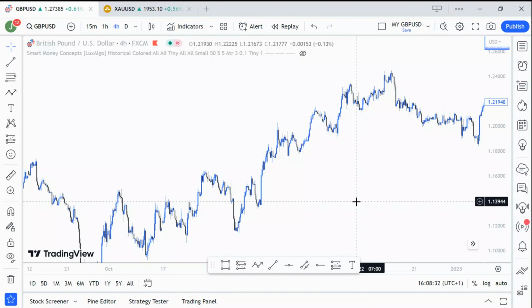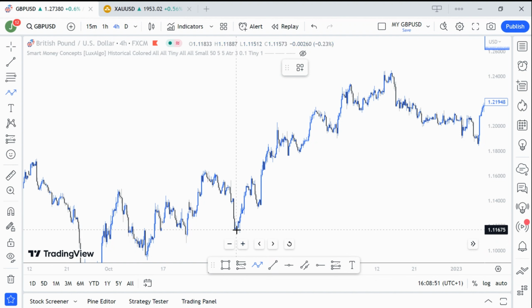First, I'm going to show you an uptrend market. This is GBPUSD on the 4 hour time frame. So I'm going to show you how an uptrend market looks in real life. Now using this tool, I want to draw the uptrend.